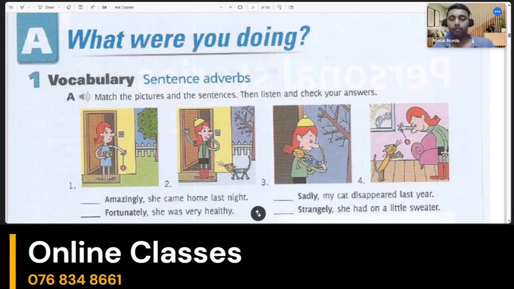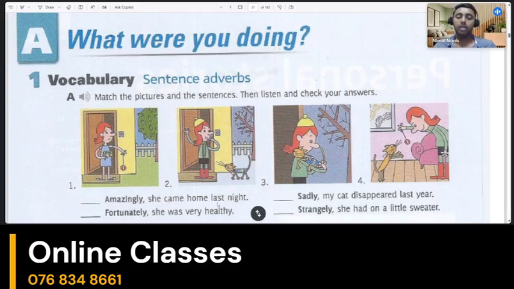Now, there are 4 pictures. So in the first picture, a lady is outside the door and we don't know what she is doing. In the second picture, you can see the lady is there, and at the same time there is another animal. This is a cat. In the third picture the lady is carrying the cat. And in the fourth one the lady and the cat seem to be playing. So now let's read the sentences and see which one suits which picture.